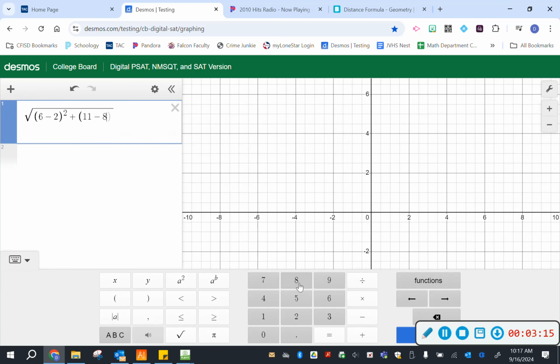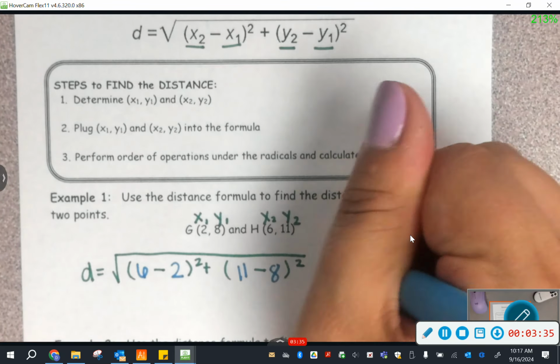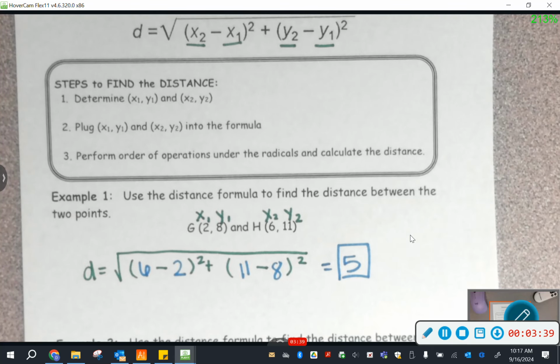11 minus 8. Close the parentheses, squared. Does your square root go the whole way? Do this with me to make sure that you're typing it in right. What is our answer? 5. So this equals 5. And that's it. So not much new, right?